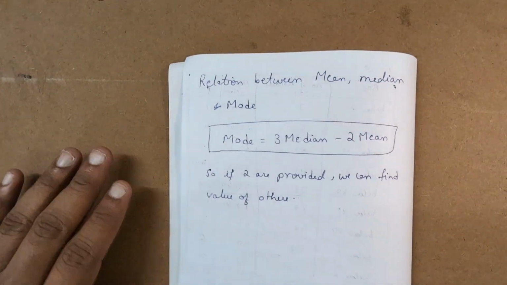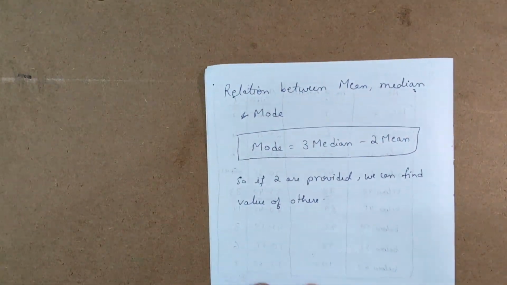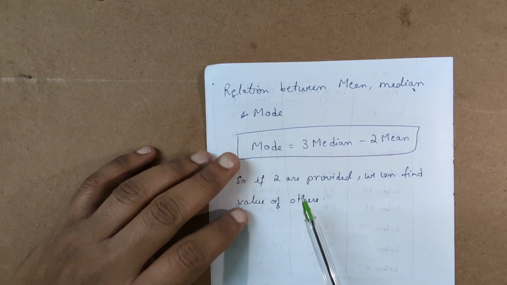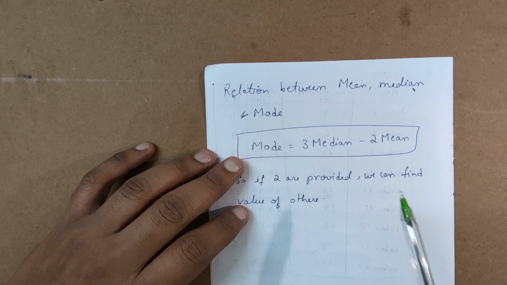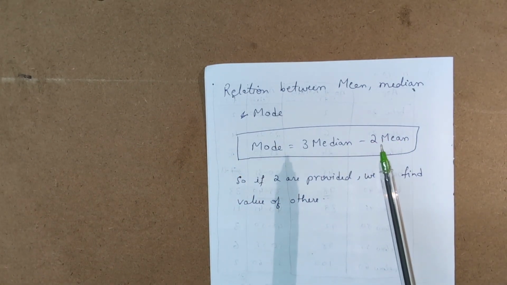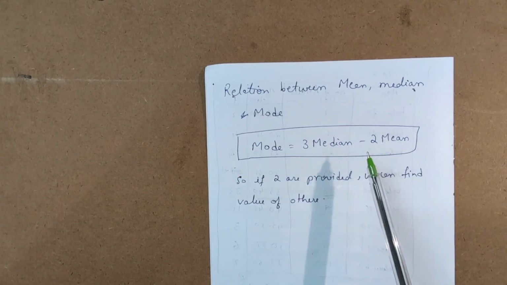The last topic is the relation between mean, median and mode. So what is the relation? We have only one direct equation, that is mode equals 3 median minus 2 mean. So if you have any two values, you can find the other value using this formula. This equation is very important.